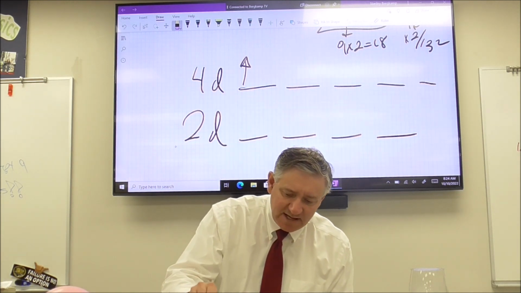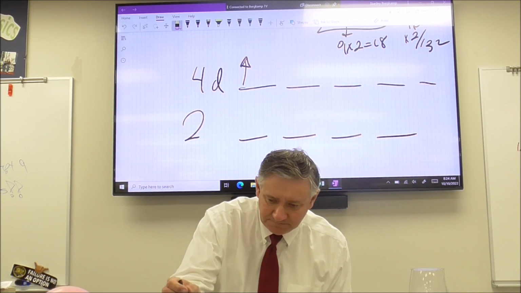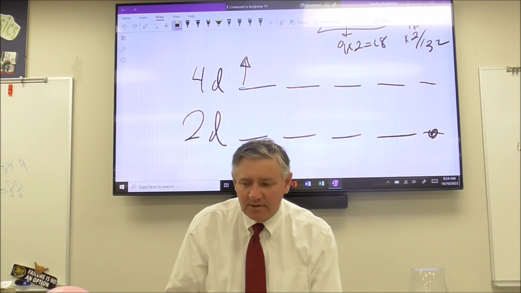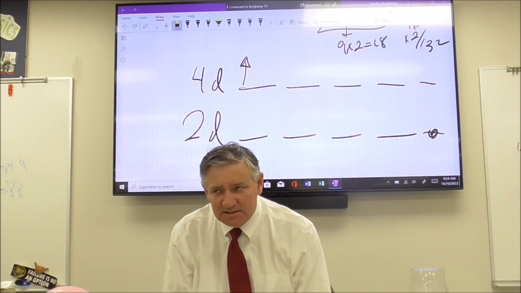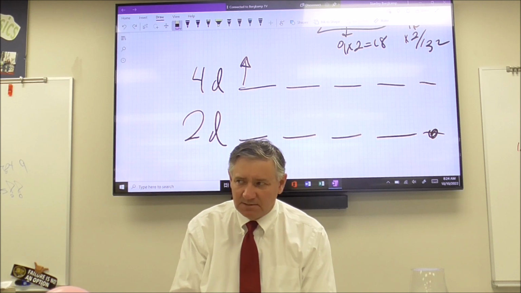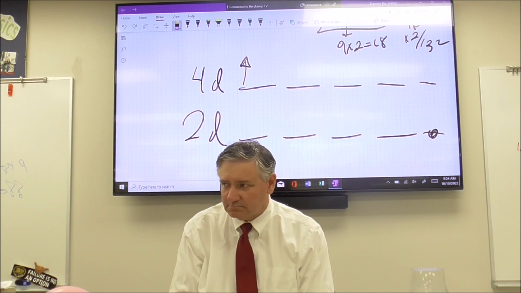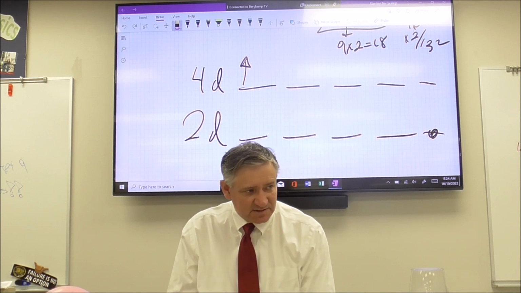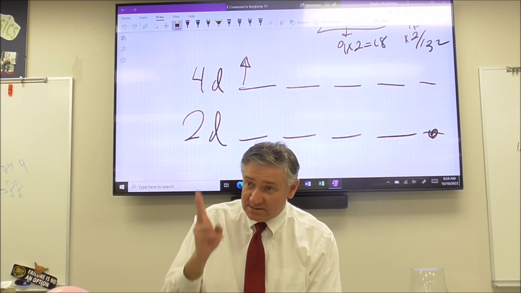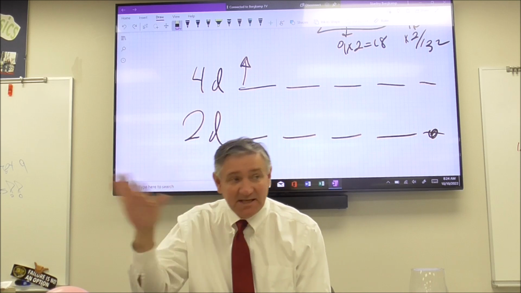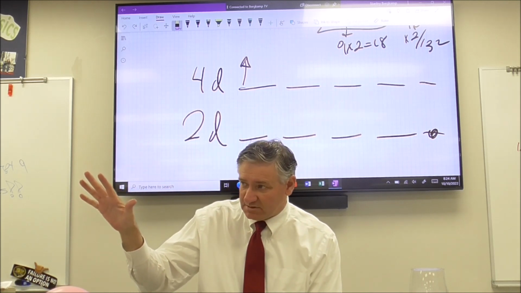Can the second energy level have a d sublevel? No, because what's the first energy level that has a d sublevel? 3. Okay? So that's what's wrong with it. There's 2 things. The second energy level only has an s and a p, and even if it did have one, it would have to have 5 orbitals.